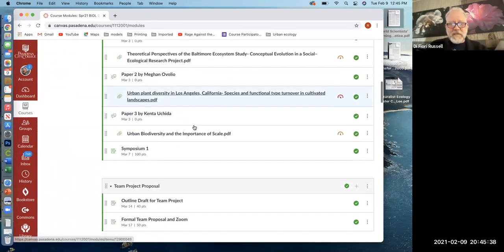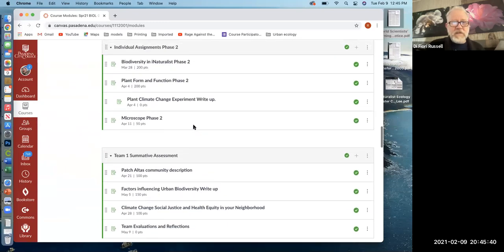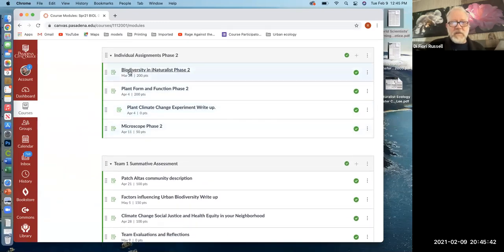And then the next set, which come up over here, individual assignments phase 2. This is, by the way, March 28th through April 11th. This is where you've done these assignments bigger. That is, you've added more species, more observations. There's more thoughts to have about them. I'll ask you questions, things to read about. So there's more stuff that goes on, and this is where you begin to think about turning in your plant climate change experiment that you've done in the proposal above.